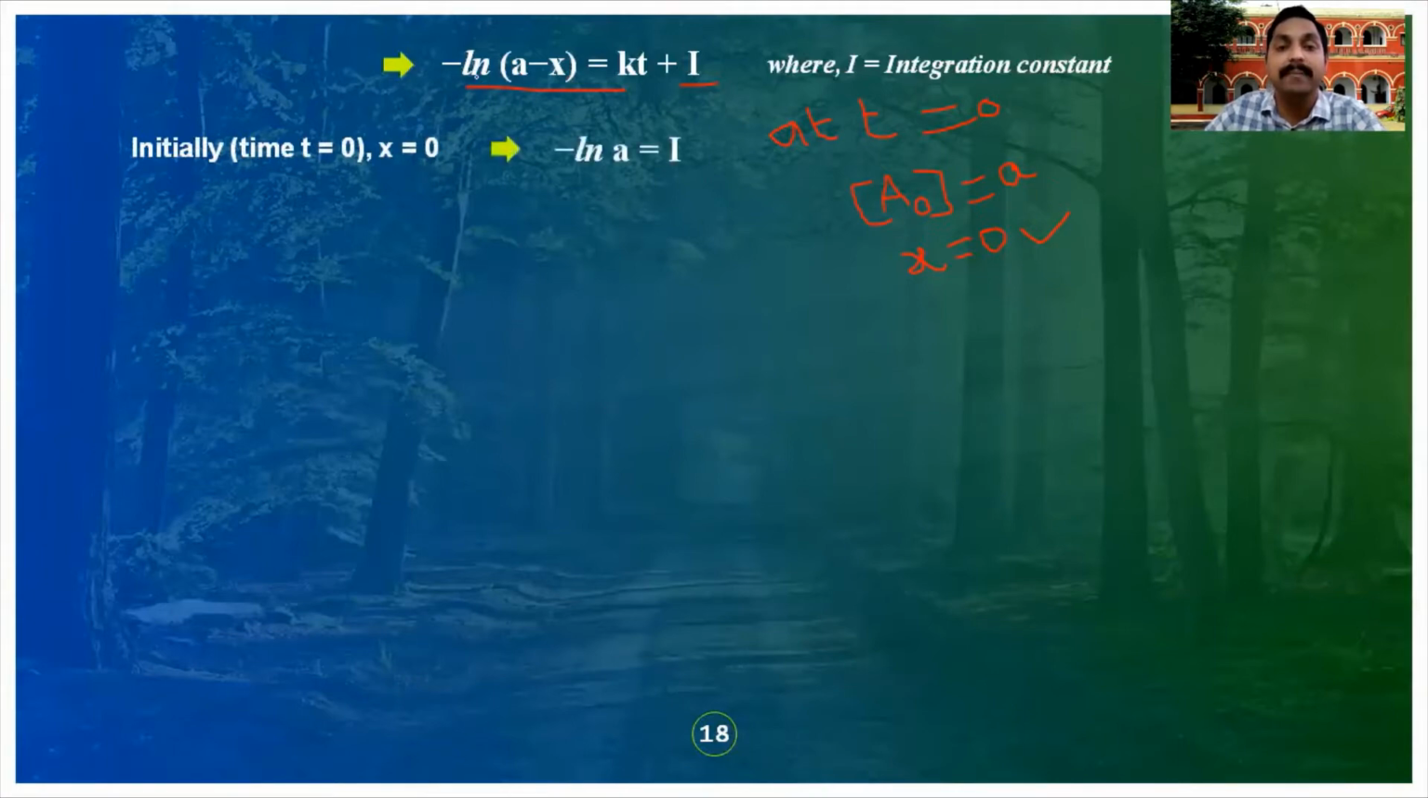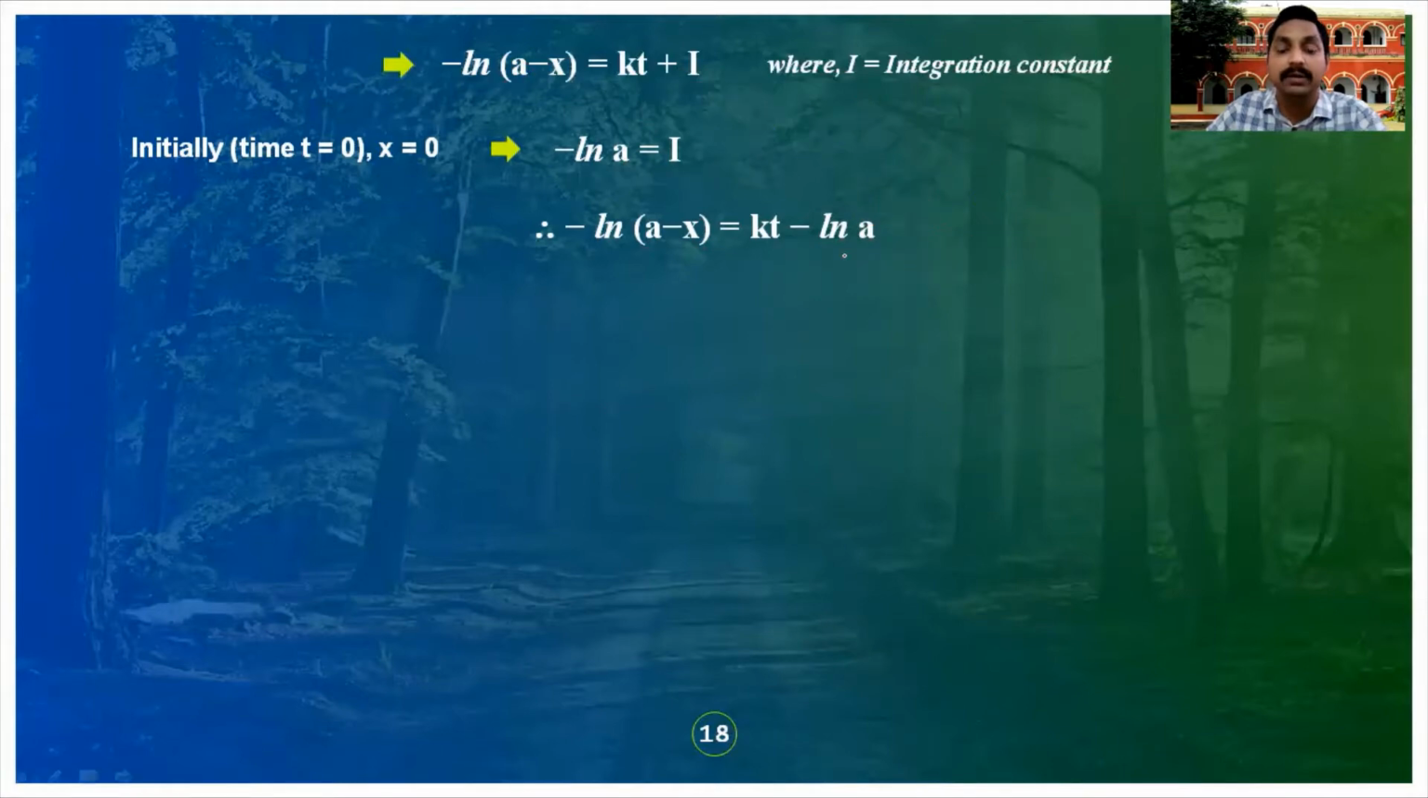So that implies minus ln a is equal to I. Why? Because this value is equal to 0. How? k into 0 is equal to 0, and a minus x is equal to a minus 0, which means a. So minus ln a is equal to I, which means we have got the I value as minus ln a. So substitute this I value in this equation. Therefore minus ln a minus x is equal to kt minus ln a.